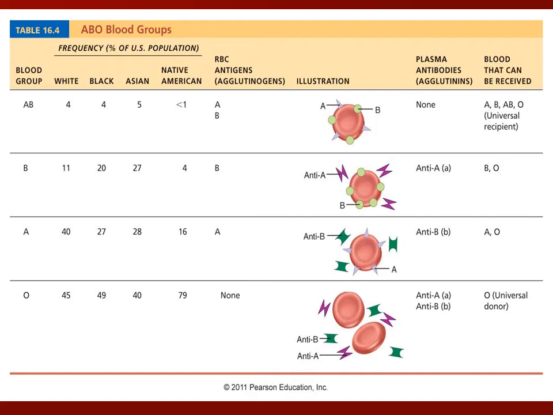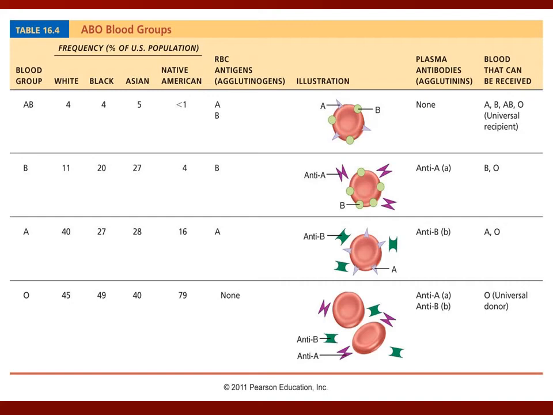Someone who is type AB blood, and your blood type is determined genetically, would have the antigens A and B. That's what's on their red blood cell. They do not have any of the 2 major antibodies in their plasma. Therefore, they can receive all 4 types of blood. They are known as the universal recipient. Someone who is type B has only the B marker on the surface of the red blood cell, but they do have the anti-A antibody.